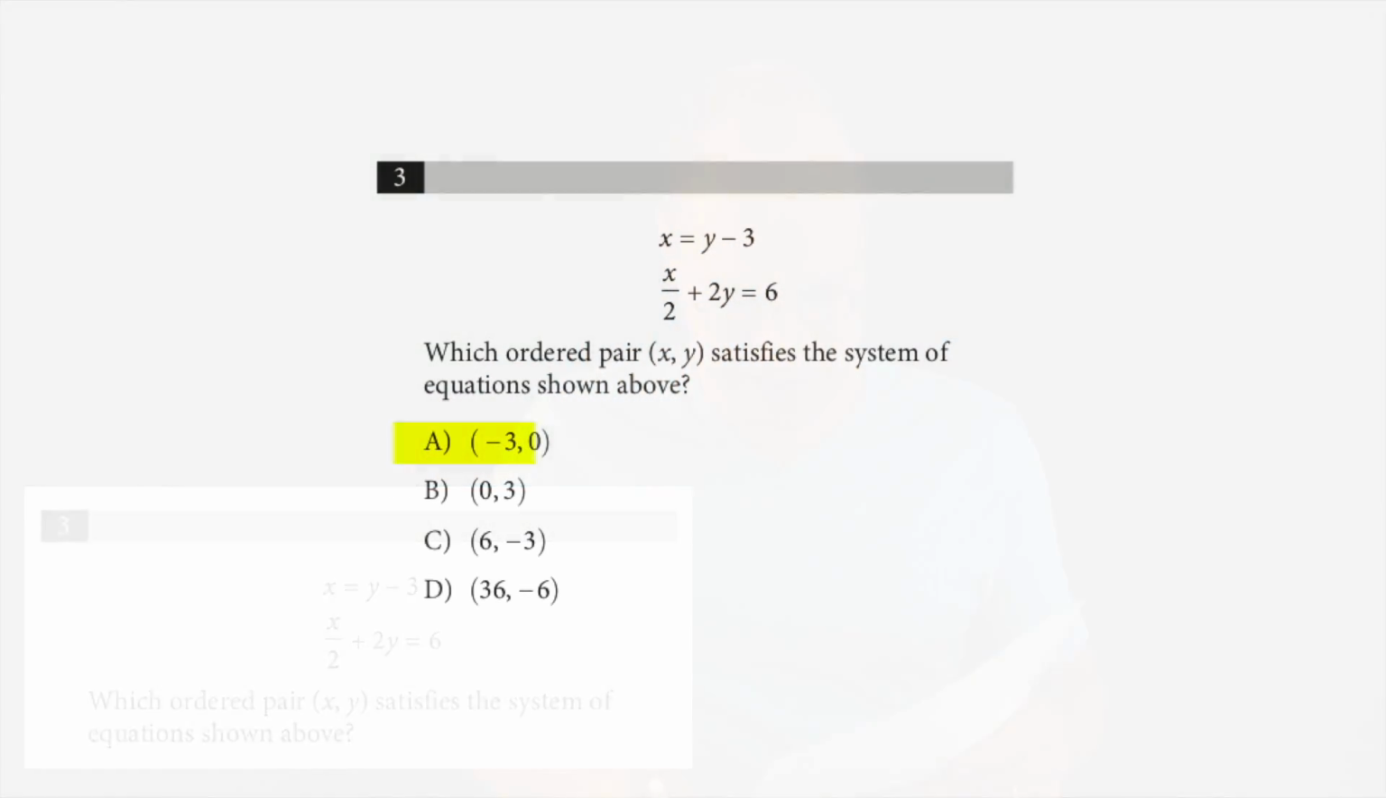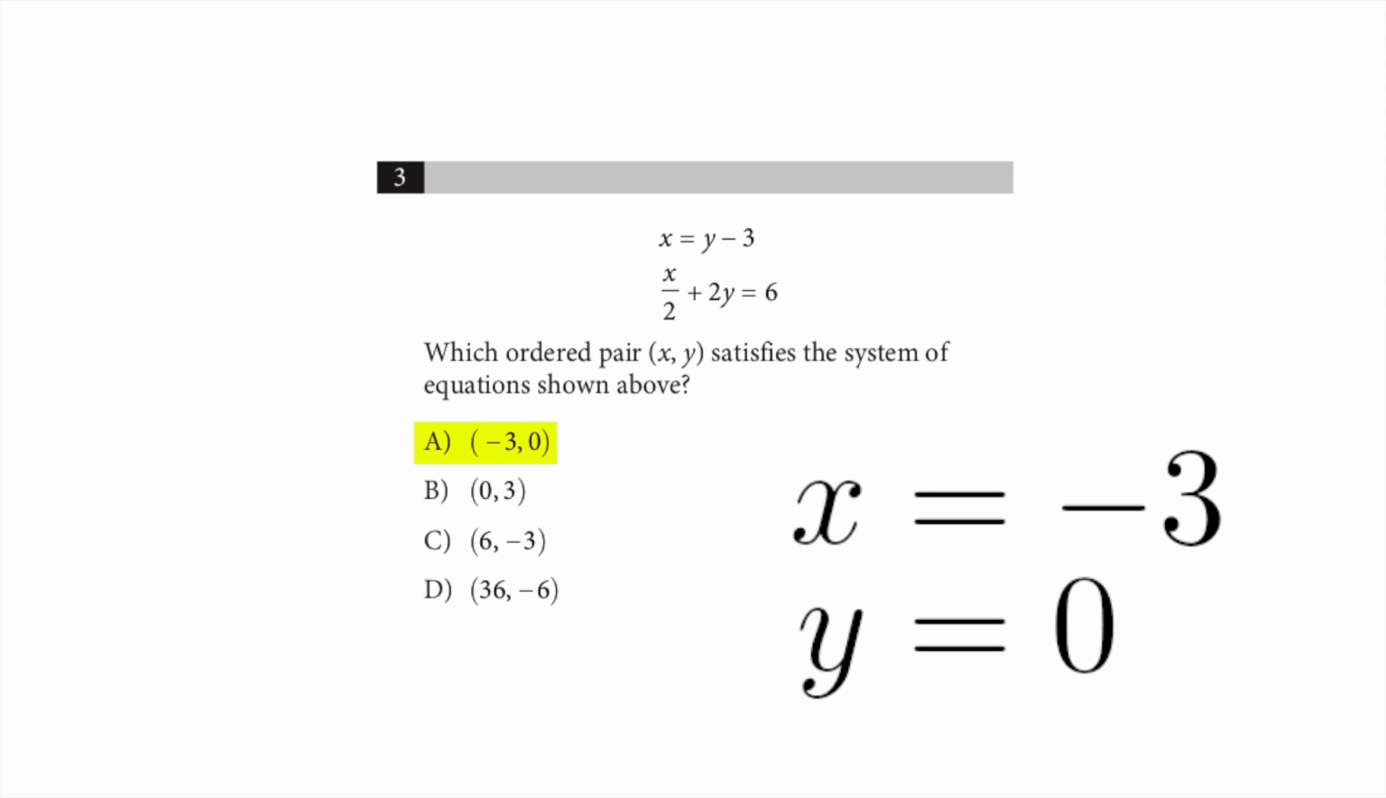So let's do it with choice A, -3 and 0. X is -3, y is 0. So -3 equals 0 minus 3. That's correct. In fact, the first equation tells us that x has to be 3 less than y. So that eliminates C and D because for those choices, x is not 3 less than y. So that narrows it down to A and B.